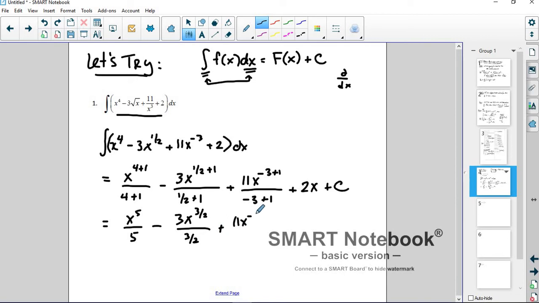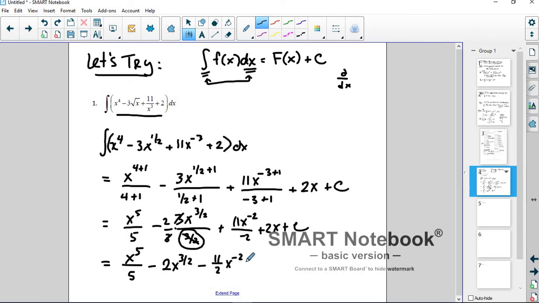Okay, this is 11x to the -2 over -2. And again, I'm writing every step. If you guys wanted to skip a couple of steps, that would be fine. You can leave this as x to the 5th over 5, or you can write it as 1/5 x. I don't care. They're the same. But here, if I'm dividing by 3/2, that's the same as multiplying by 2/3. And if I multiply by 2/3, the 3's divide away. And so I get 2x to the 3/2. Here I get minus 11/2 x to the negative 2. I could put x squared in the bottom. That would be fine, but you don't have to. Plus 2x plus c. And that's your final answer.